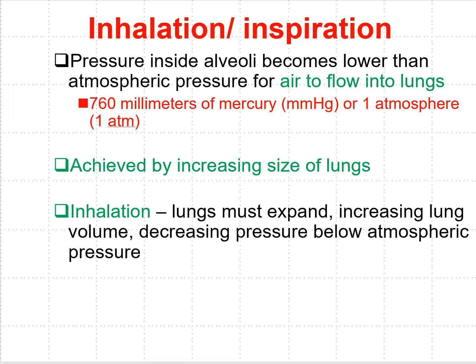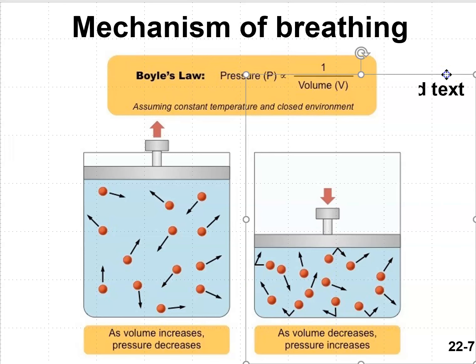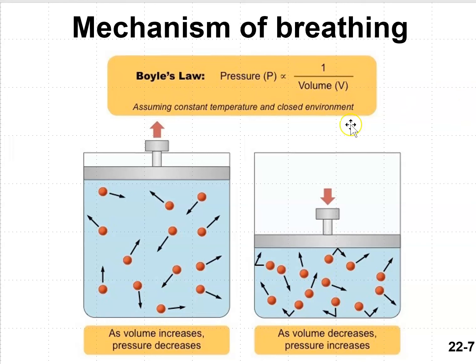And this causes a pressure gradient, wherein gases are able to move from an area of high concentration to an area of low concentration. Now, the mechanism of breathing is based on something called Boyle's law. Now, according to Boyle's law, pressure is inversely proportional to volume. So when pressure increases, volume decreases, and vice versa.